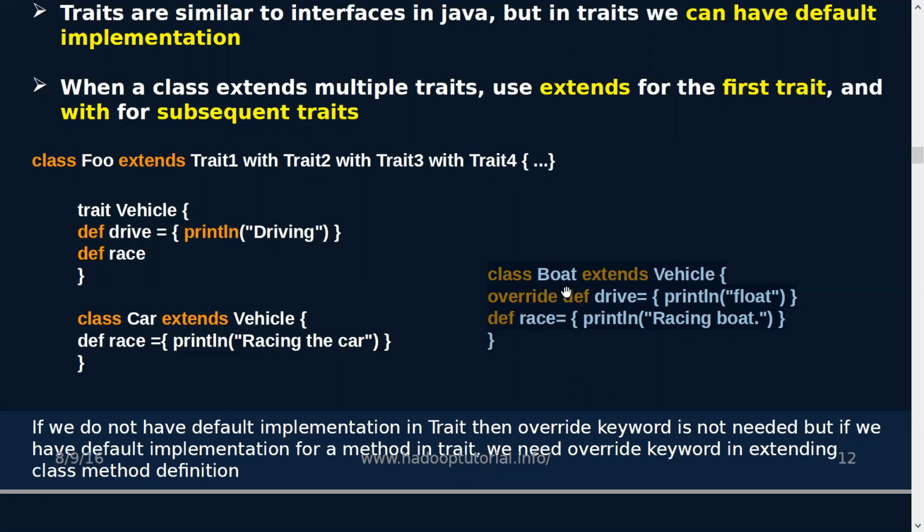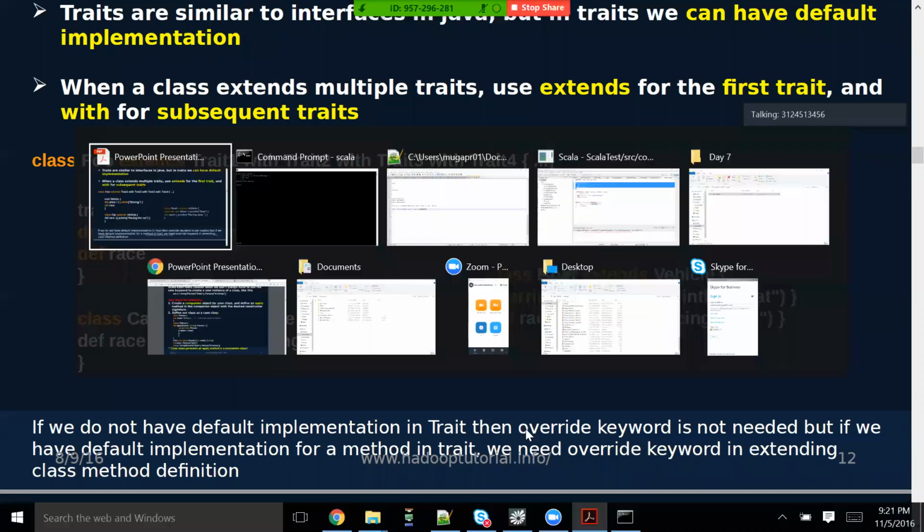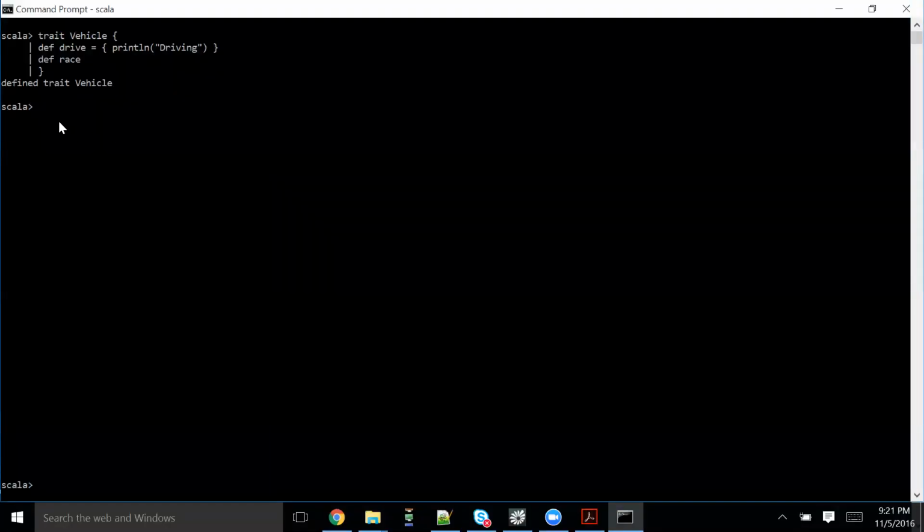Okay. So this is the class that is extending this vehicle trait. If you are using that drive method as it is, you don't have any issues. You just use that method as it is. If you want to override that definition, redeclare that method with the override keyword. Same as here, the classes inheritance concept that we have seen. This way.